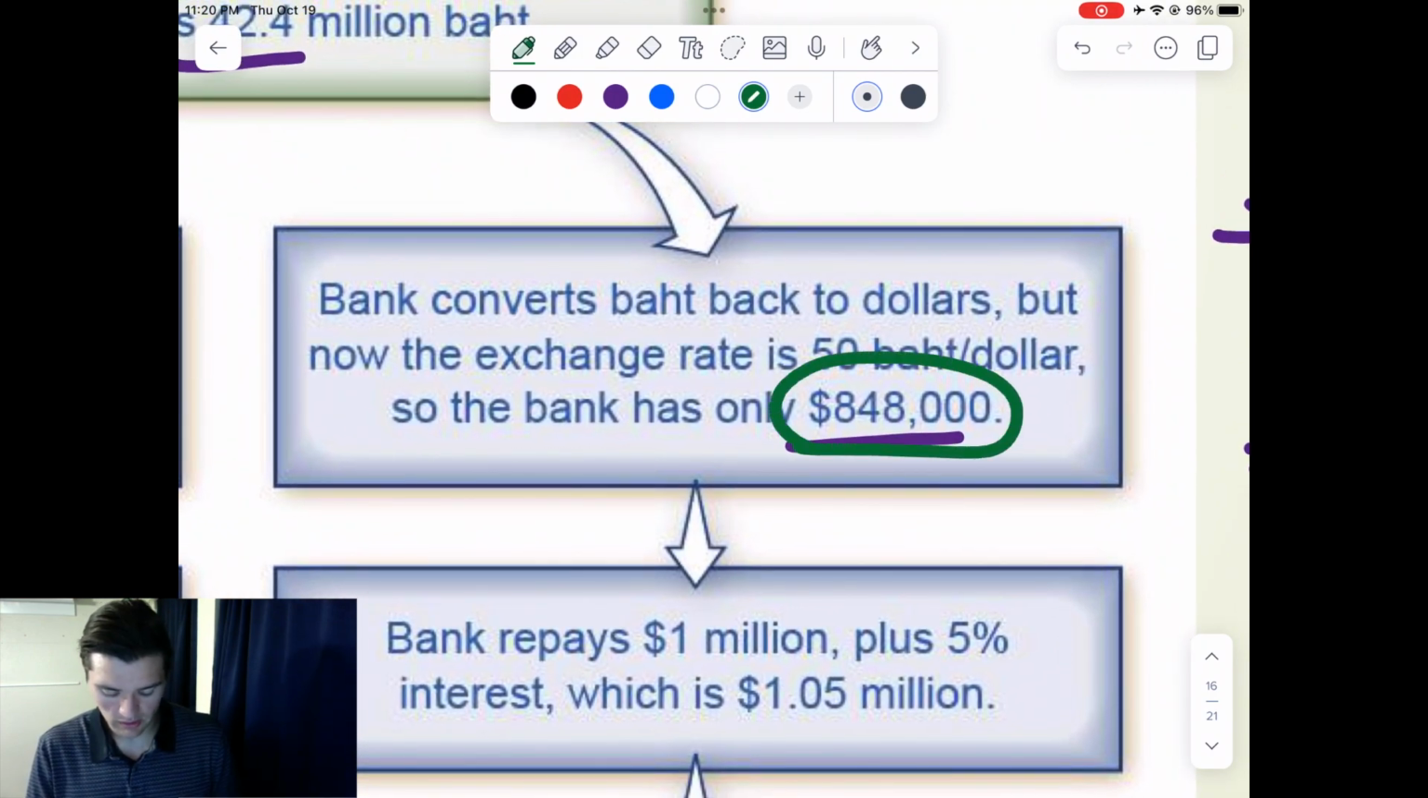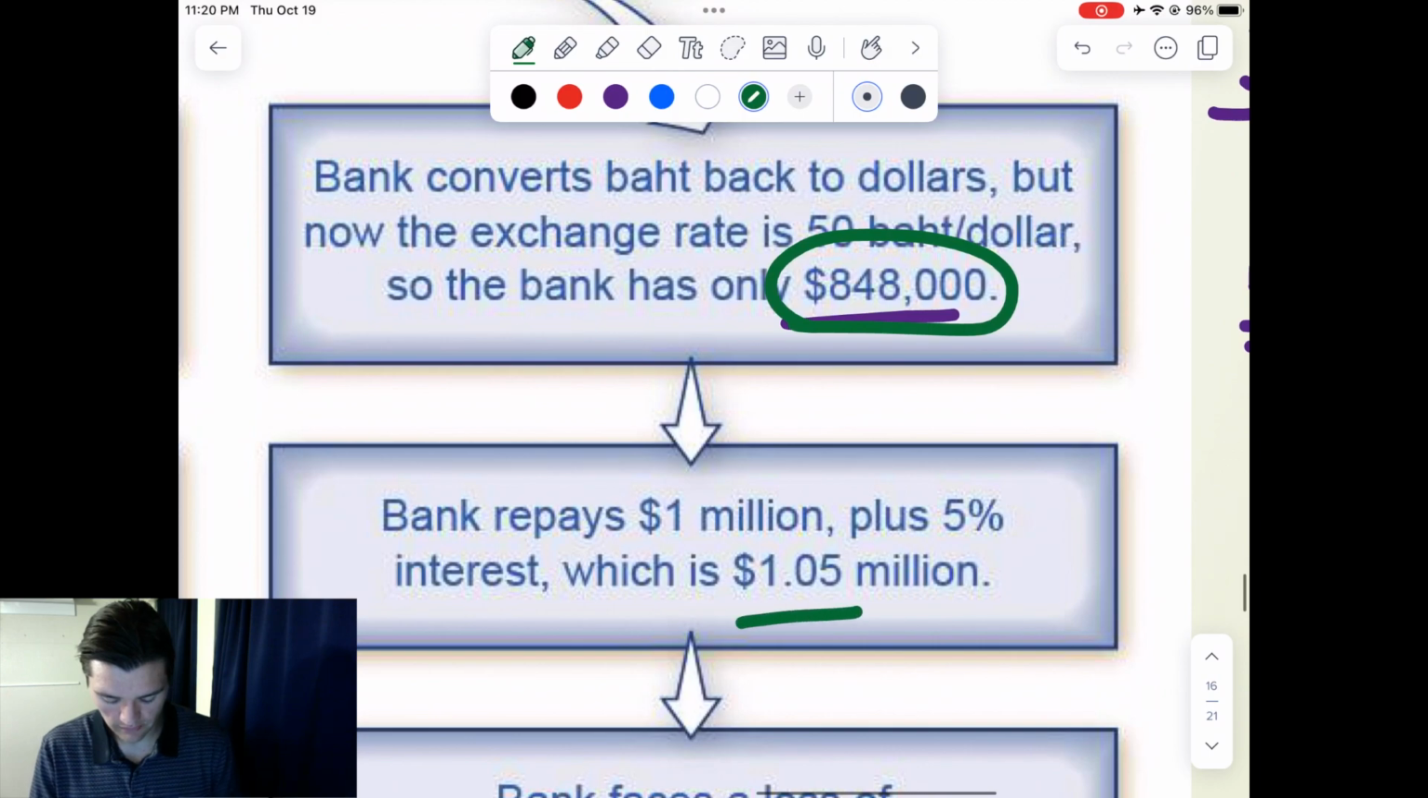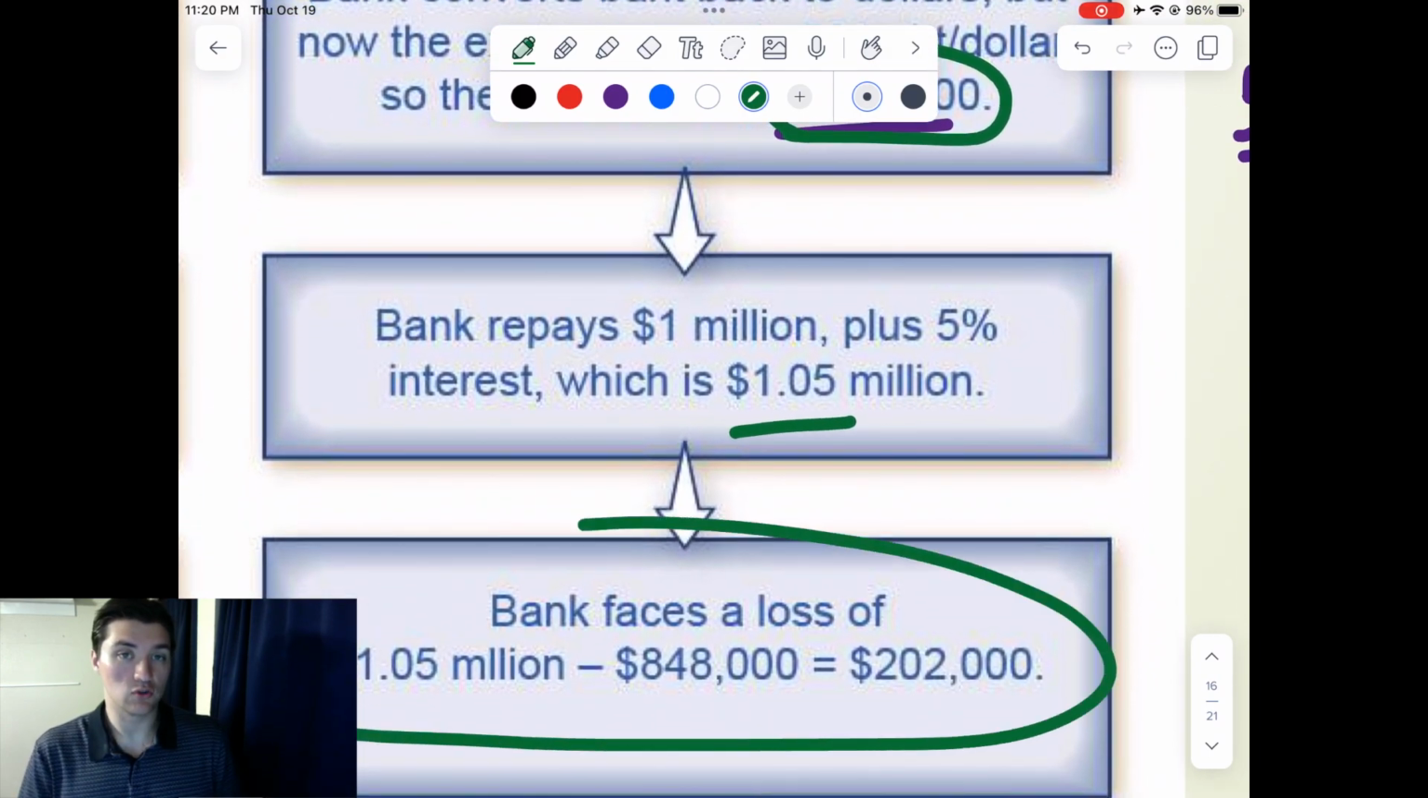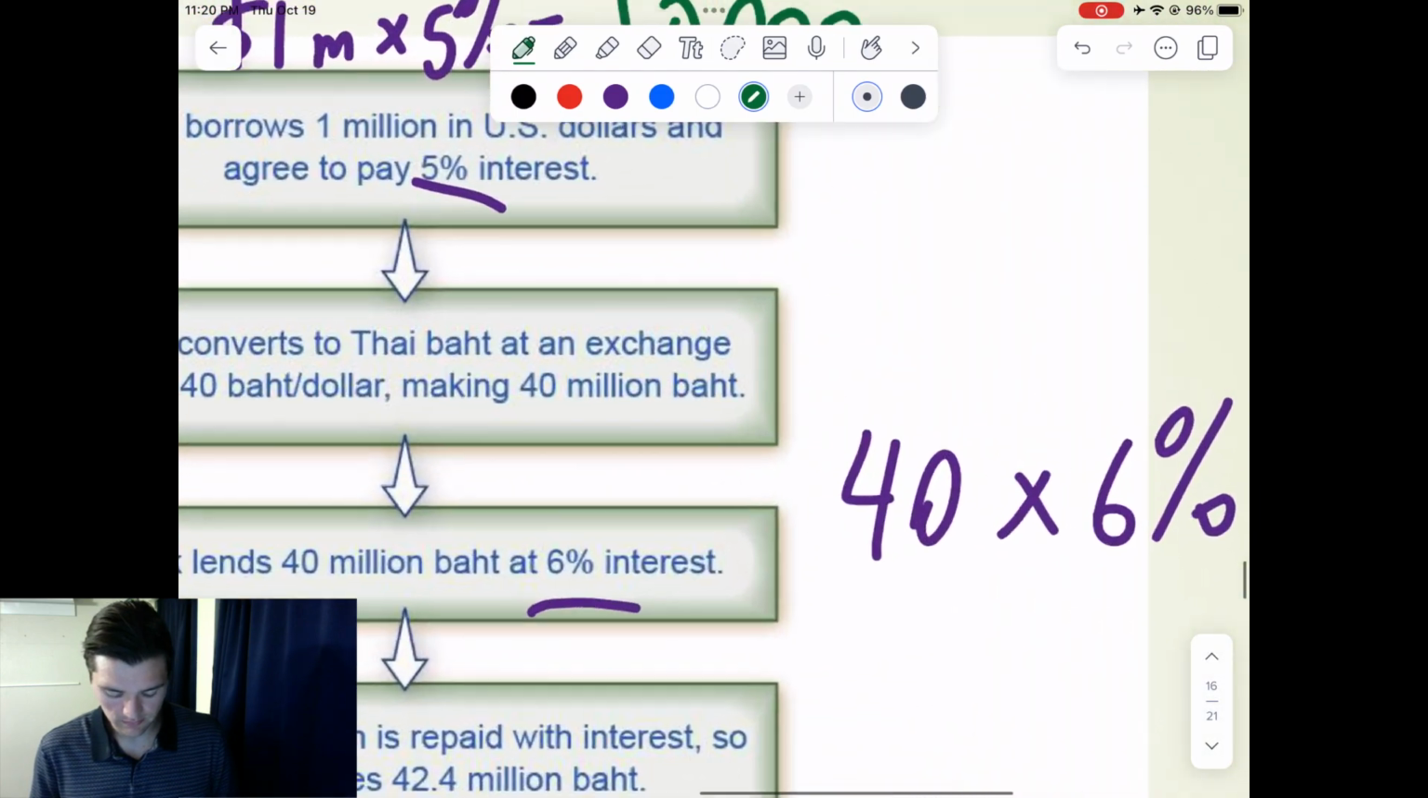So they have to pay this back. So therefore, you're going to face a loss of $202,000. Okay. So because of the exchange rate, and even though you charged a higher interest rate, you still lost money on this transaction. Okay. Now, let's end on a happy note.